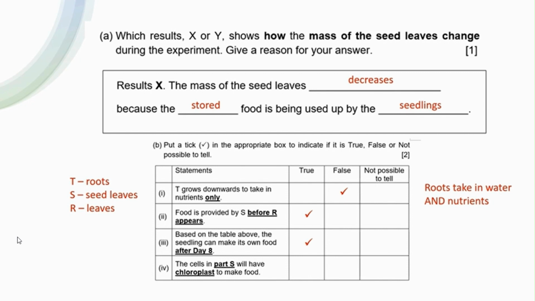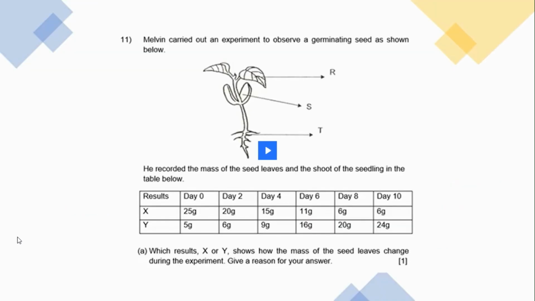The cells in part S will have chloroplasts to make food. Part S is the seed leaves. It does not make food. It provides food. Only leaves have chloroplasts. Therefore, this statement is false.